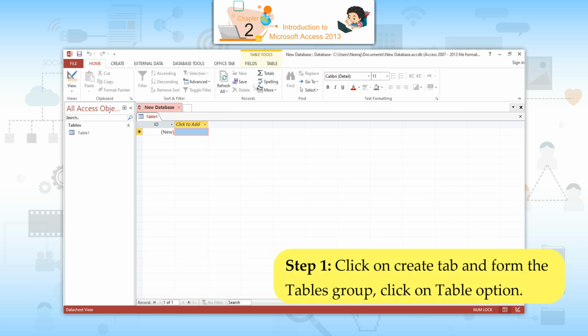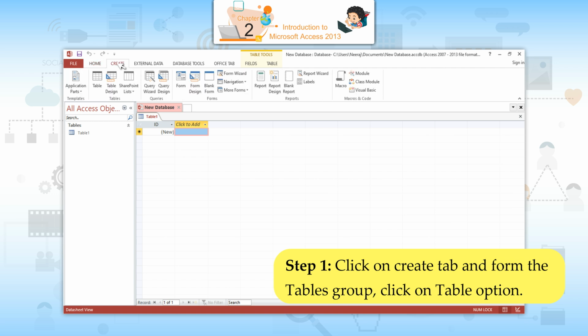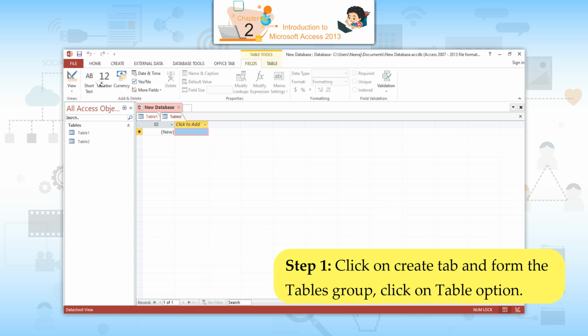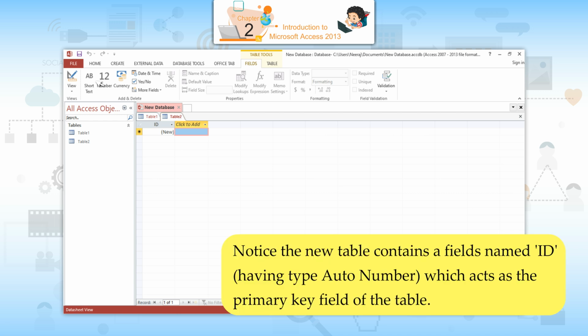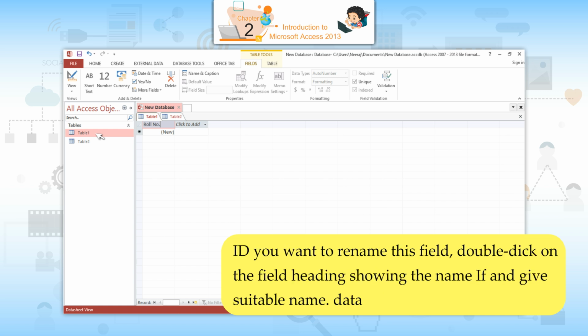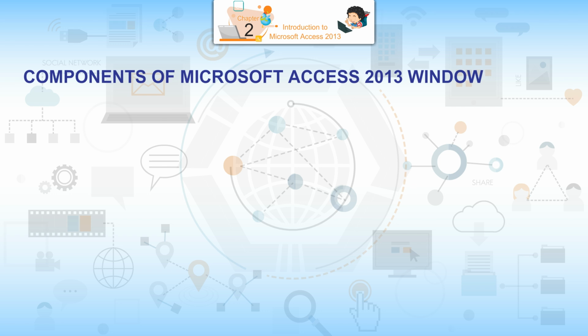Step 1. Click on Create tab and from the Tables group, click on Table option. Step 2. The new table opens automatically in Datasheet view. Notice the new table contains a field named ID having type AutoNumber, which acts as the primary key field of the table. If you want to rename this field, double-click on the field heading showing the name ID and give a suitable name.